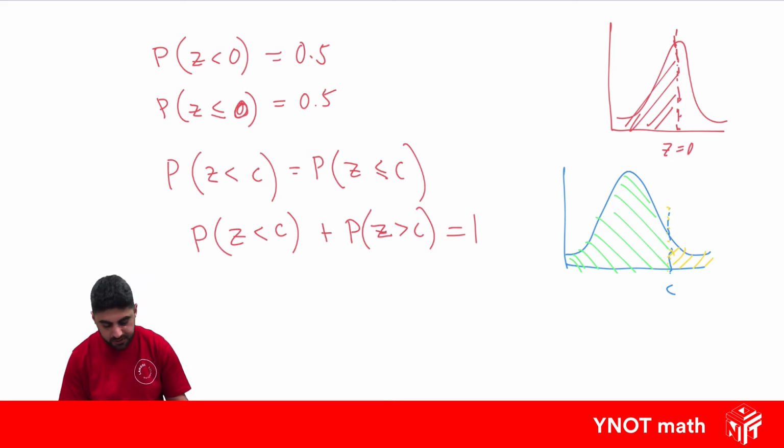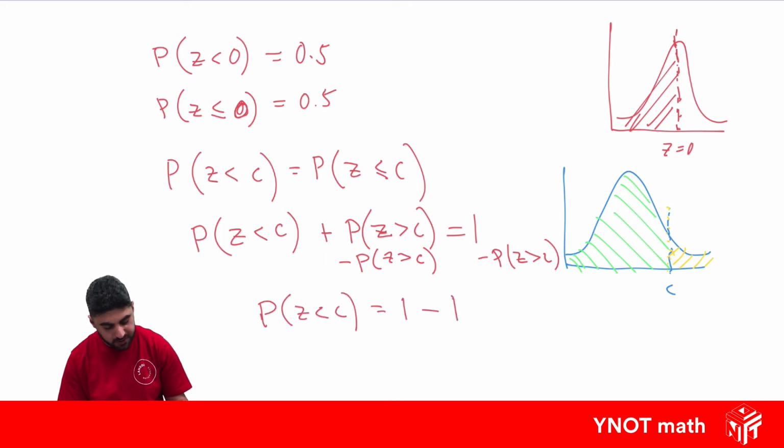We can rearrange this by subtracting this term from both sides, and that's going to give us the property that the probability that we're going to have a z-score less than c is equal to 1 minus the probability that a z-score is greater than c. And we're going to use all these in some examples.